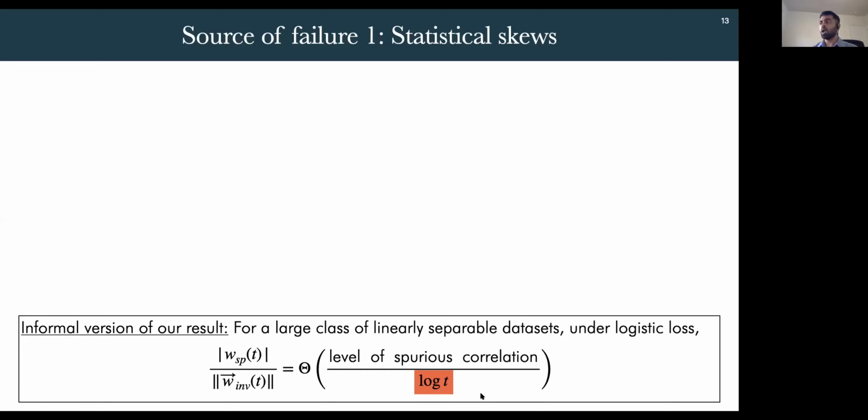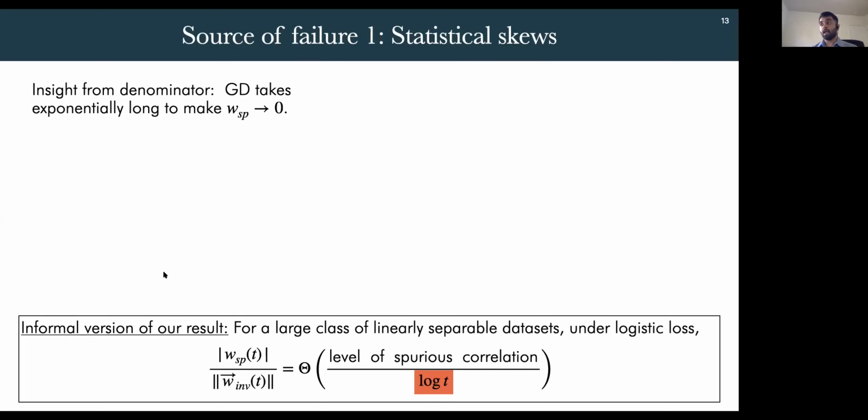So if I want to reduce the spurious component in the classifier by a factor of 10, then I have to wait e to the power of 10 many time steps to get there. And this explains why in practice, even after a very long time of running gradient descent, I do not observe that the gradient descent classifier has converged to the max margin classifier. It still uses the spurious feature because of this reason.